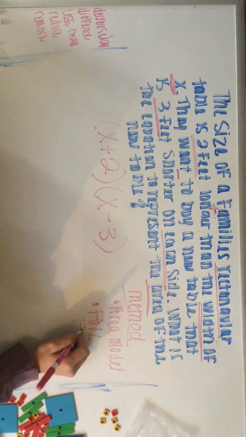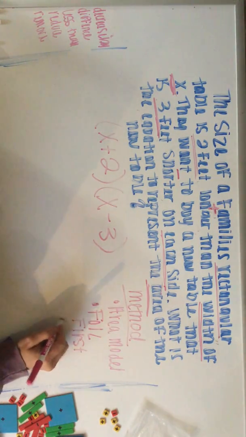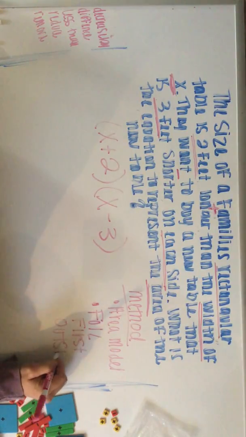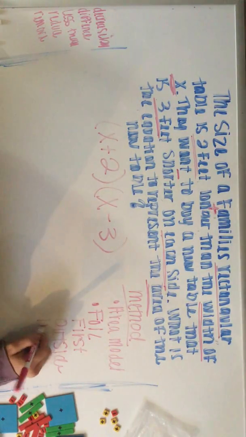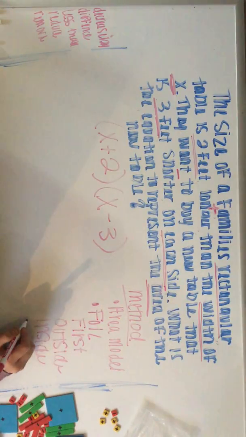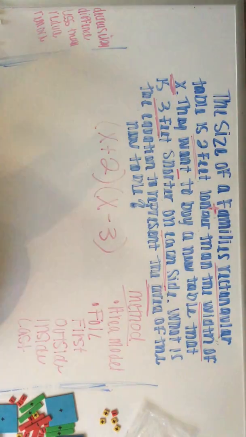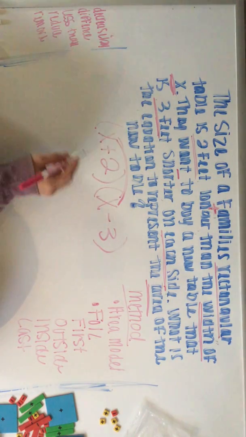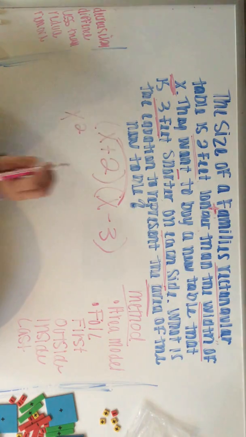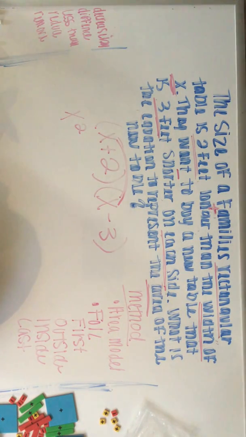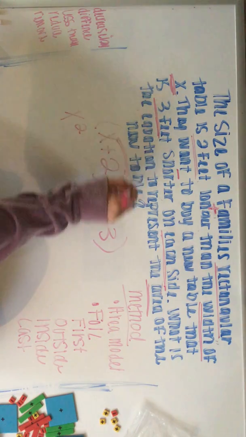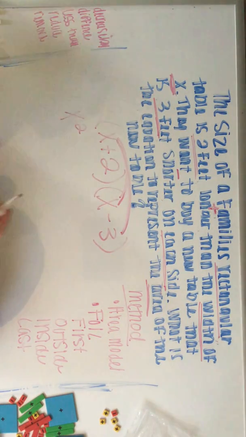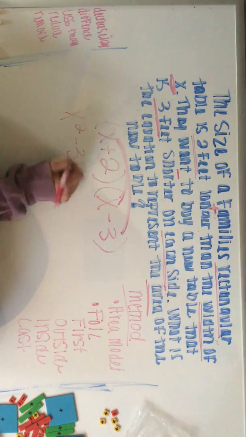So first is what the F stands for, outside, inside, and last. All right, so what this tells us is that first we are going to multiply the first x, so x times x gives us x squared, right? And then we're going to multiply the outside, so x times negative 3, negative 3x.